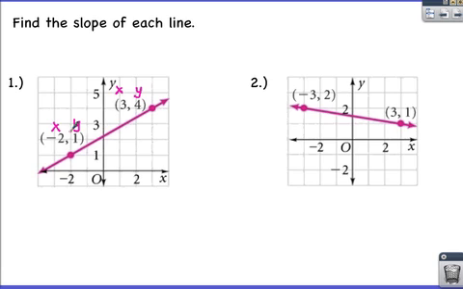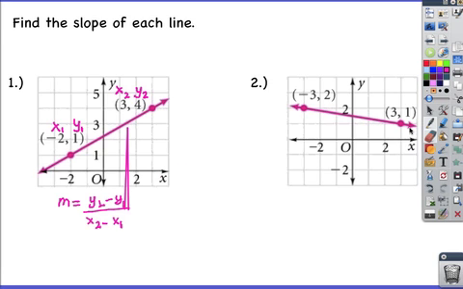It will not make a difference in the end, but make sure that if you choose x1, for example, right here, that this is y1. The ones must go together. And then over here I'd have x2 and y2. Now our equation, m equals y2 minus y1 over x2 minus x1. Let's erase this.